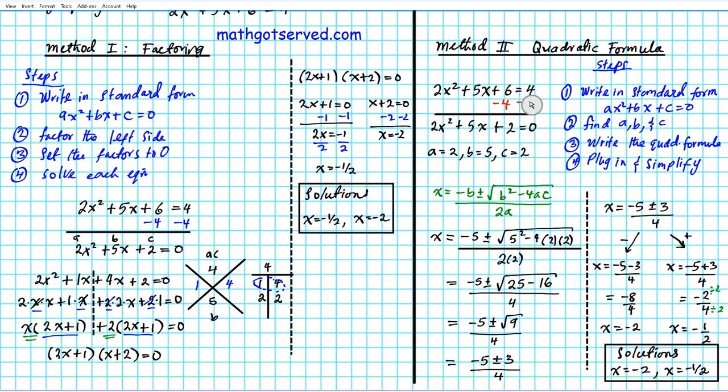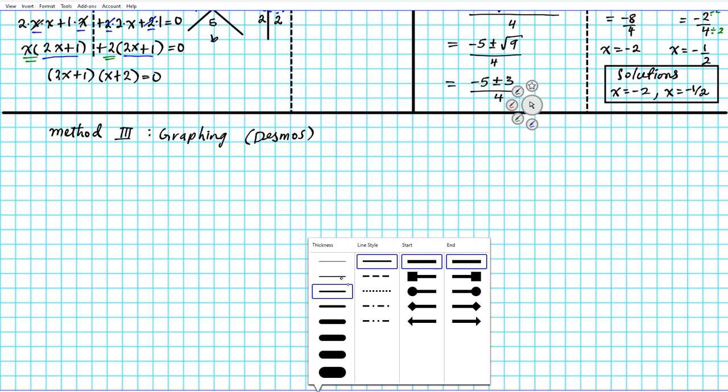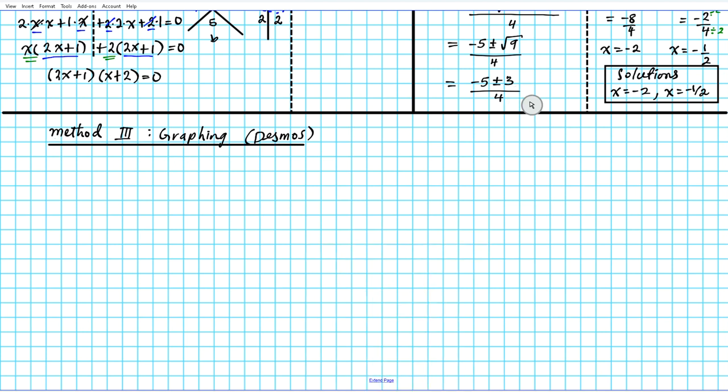Now one more method, which is the graphing method. All right, so let's take a look at the steps for method number 3. We're gonna use the computer to accomplish this solution. You can also use a graphing calculator. So for method 3, this is graphing. We're going to be using Desmos for this. Now, what are the steps that we're going to use to solve this quadratic equation by graphing, namely using the Desmos computer software?